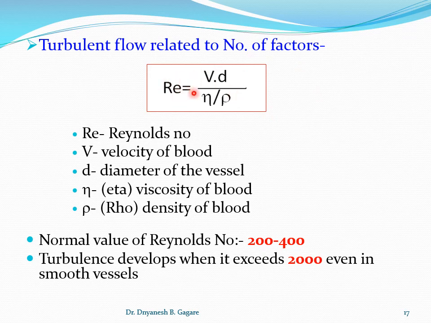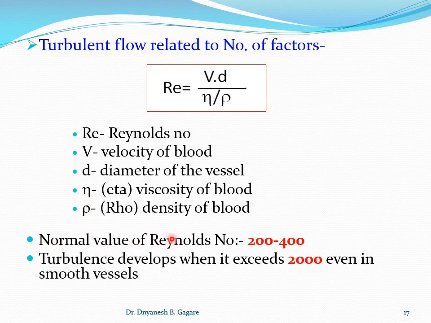So from this equation, see the Reynolds number. Re is the Reynolds number. Reynolds number is equal to the velocity of the blood times the diameter of the blood vessel, and it is inversely proportional to the viscosity of the blood and rho, the density of the blood. So if there is an increase in Reynolds number, the blood flow is converted into turbulent blood flow.